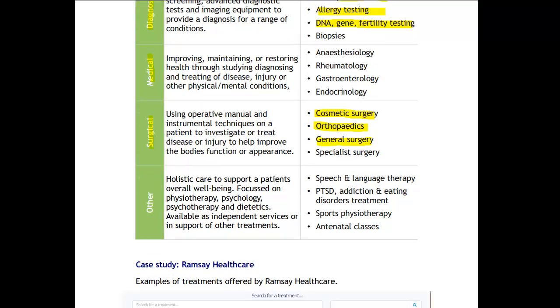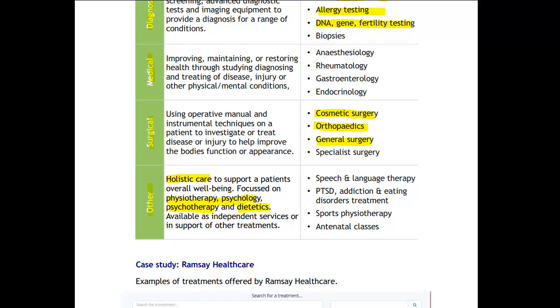Now, as well as the surgical, medical, diagnostic services that you might think are fairly stereotypical of every healthcare company, many healthcare providers also provide some other complementary therapies, so to speak. So this is things like holistic care that are designed to support a patient's overall well-being. So that's focused on things like psychology, physiotherapy, psychotherapy, looking at the nutrition of different patients.